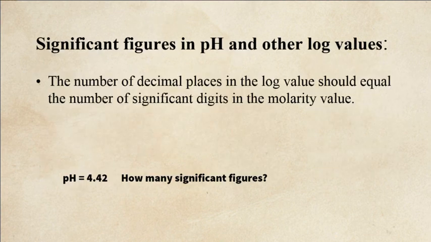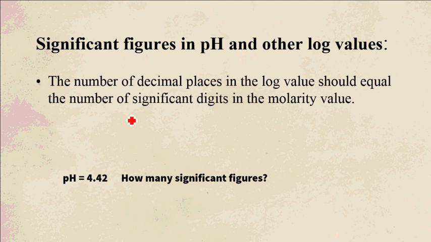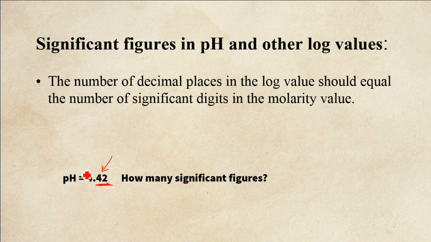Sig figs and pH values. Basically, the number of decimal places in the log value should equal the number of significant digits in the molarity value. The number of digits after the decimal is the way this should read, so let's make that really clear. Let's say, for example, my log value was 4.42. These are significant digits. This is a placeholder. So this would imply that our molarity must have had 2 sig figs.